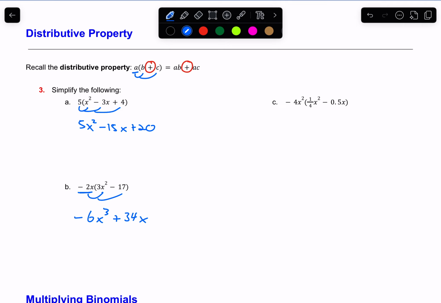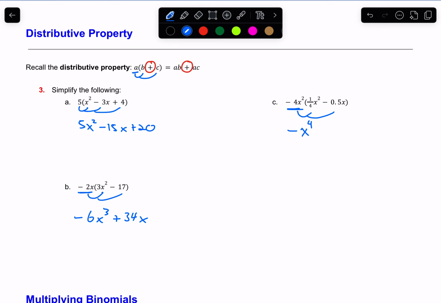All right, for part C, we're going to take negative 4x squared and distribute it into the 1/4 x squared and the negative 0.5x. Negative 4x squared times 1/4 x squared. Well, negative 4 times 1/4, the 4 and the 1/4 cancel, so we just get a negative 1. I don't need to write the 1 though, but it's a negative 1. And then x squared times x squared, add the 2's, is x to the 4th. So it's negative 1 x to the 4th, which is just negative x to the 4th.